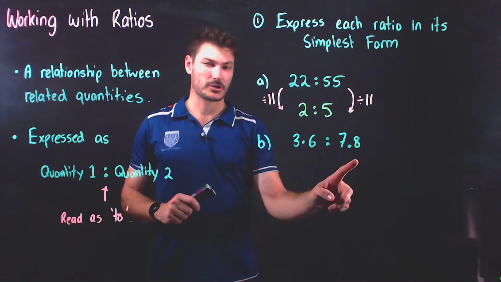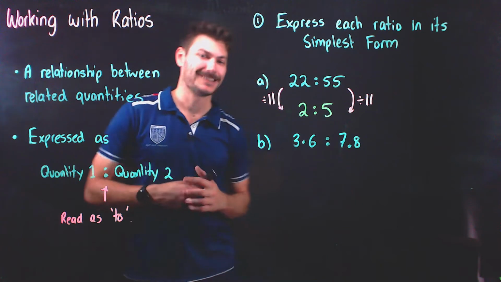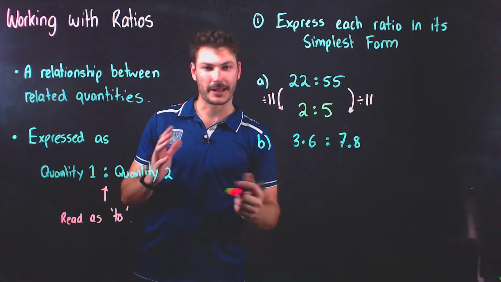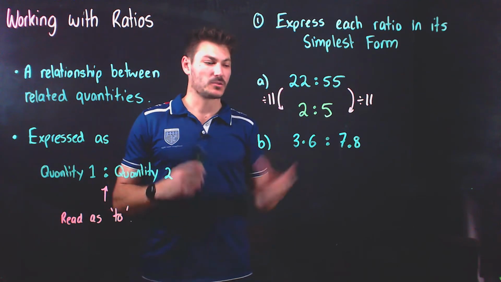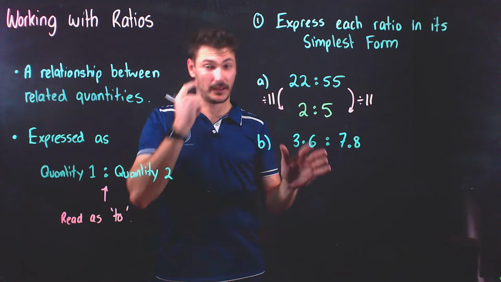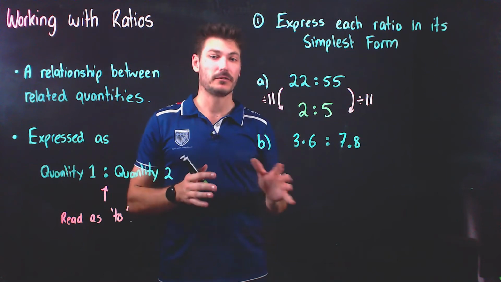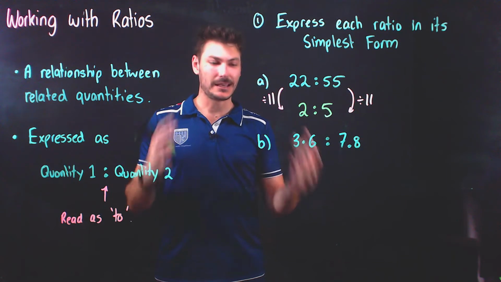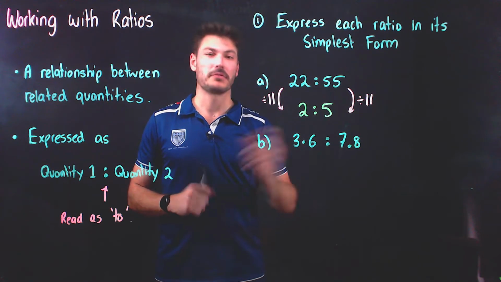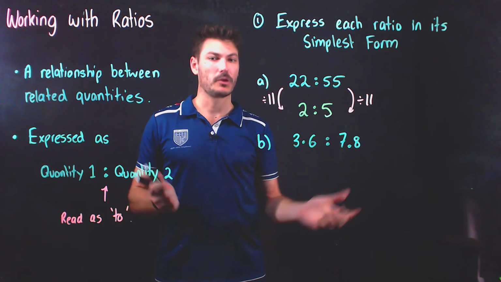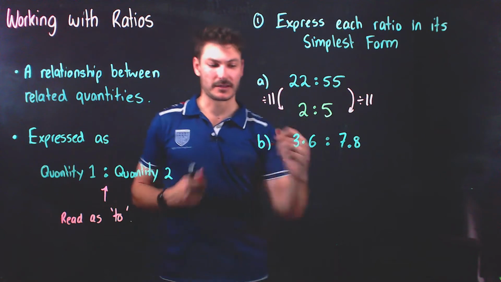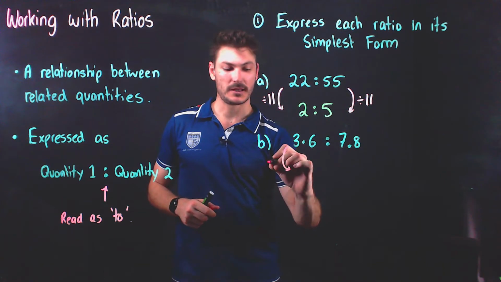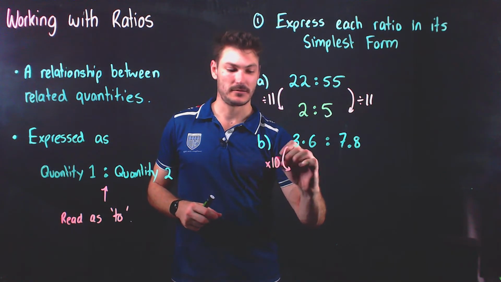This second question has decimals in it, and we don't like decimals in ratios. It makes it more complicated than it needs to be. As humans, we really like whole numbers. So what I'm going to do before simplifying is turn both of these into whole numbers. And the easiest way to do that is recognize that they both have 1 decimal place. So if I multiply both sides by 10, it will just move the decimal place over and I'll get 2 whole numbers. So step 1 is multiply by 10.